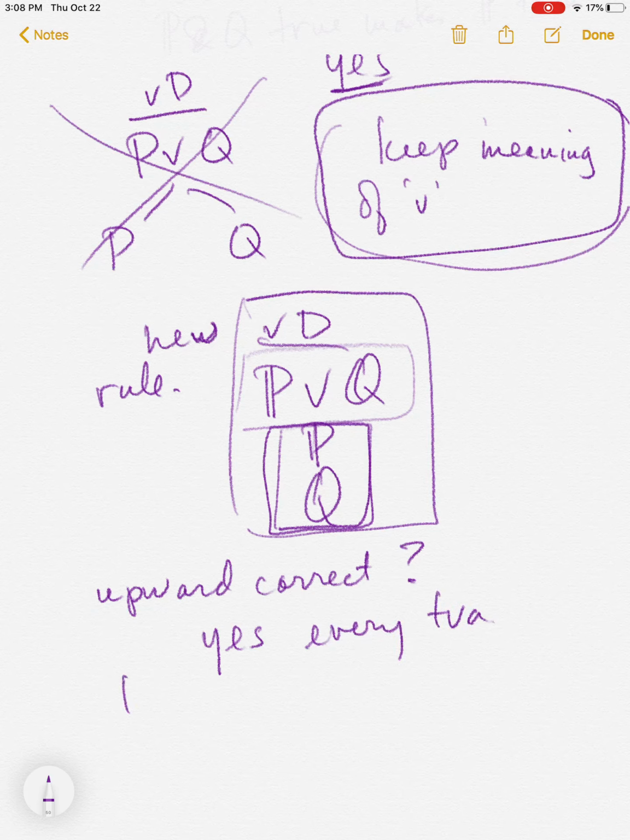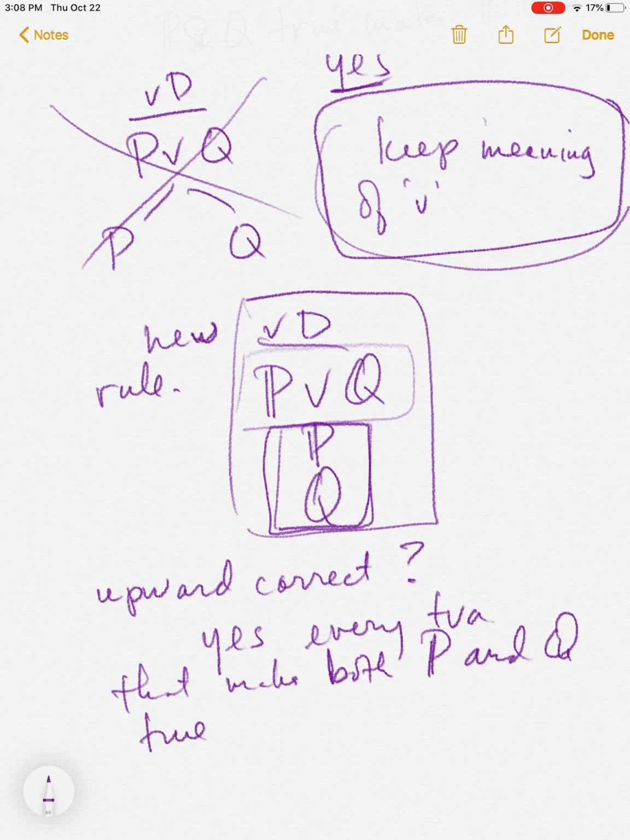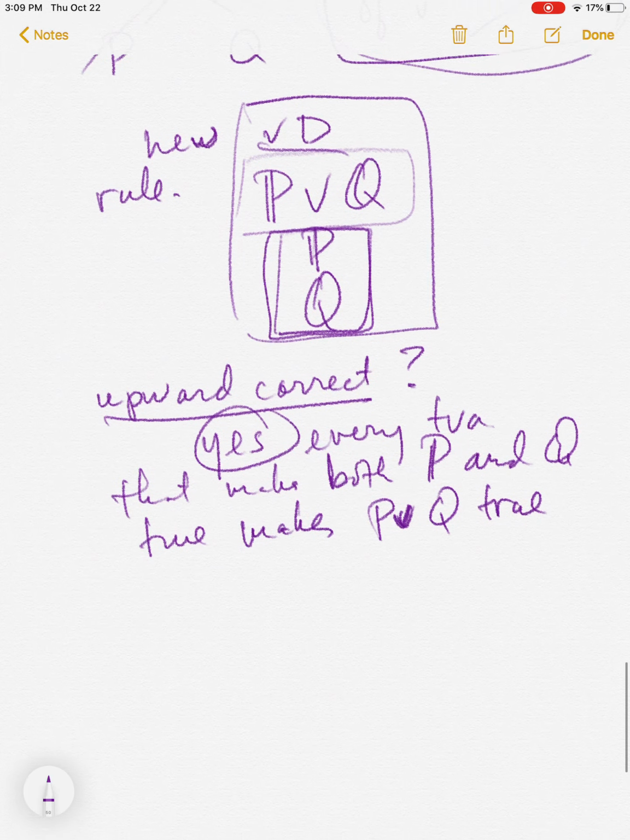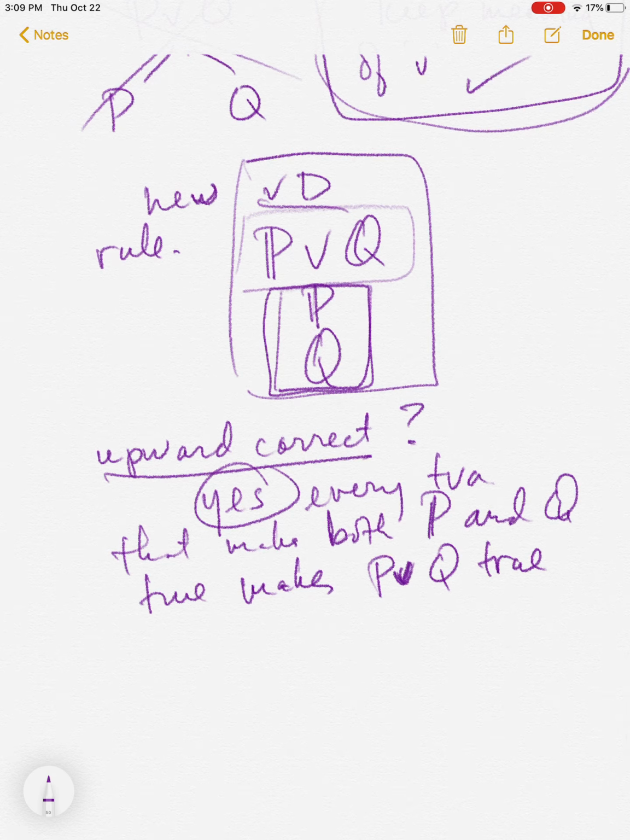Every truth value assignment that makes both P and Q true makes P or Q true. Right? By the definition of or. So if both disjuncts are true, then the disjunction is true. So the answer is yes. Okay. Let's think now about, is it downward correct?